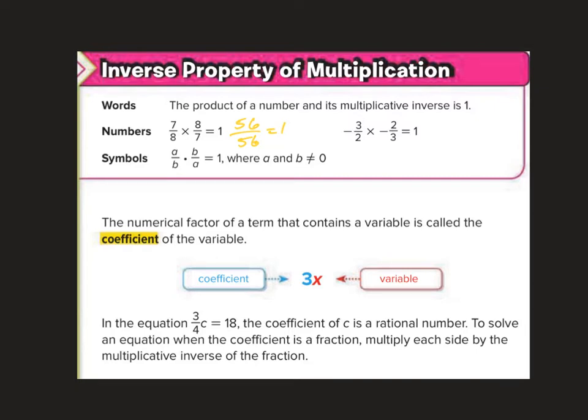Same with this negative example. If we start out with the fraction negative 3 over 2, the multiplicative inverse is negative 2 over 3. We multiply straight across. 3 times 2 is 6. 2 times 3 is 6. That's going to be equal to 1. It's actually negative 6 over negative 6.